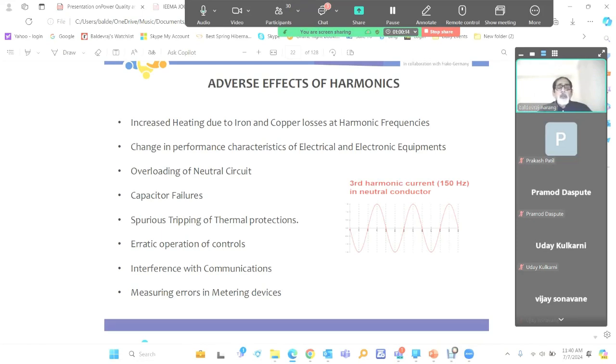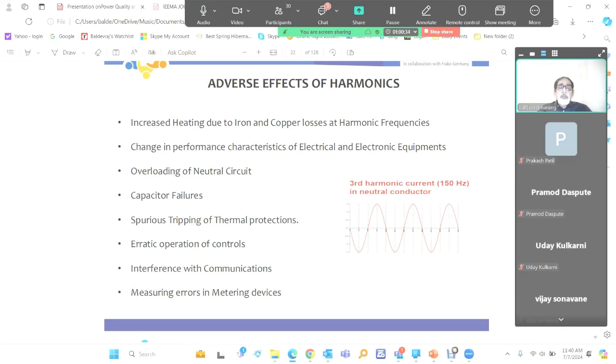Then overloading of neutral occurs for the third harmonic, as we have discussed earlier. Then one of the first symptoms of harmonic presence is capacitor failures. And then there is spurious tripping of thermal protections.